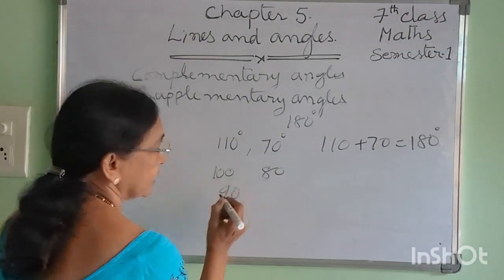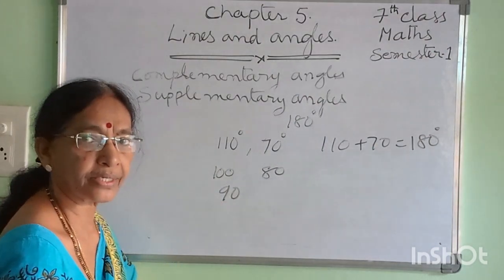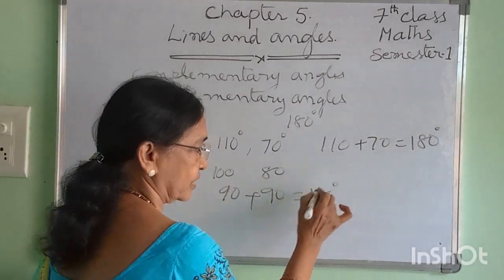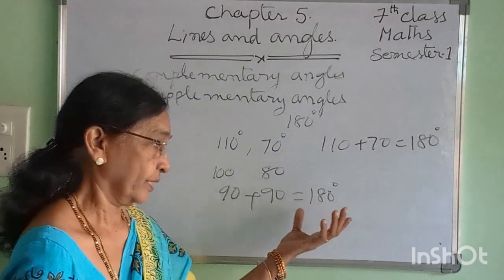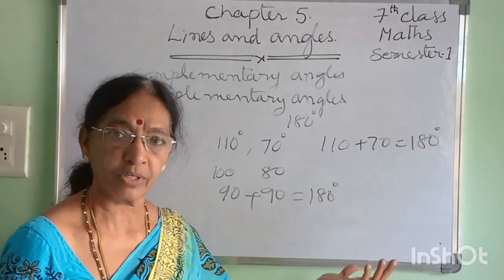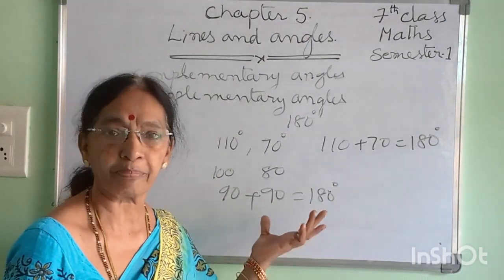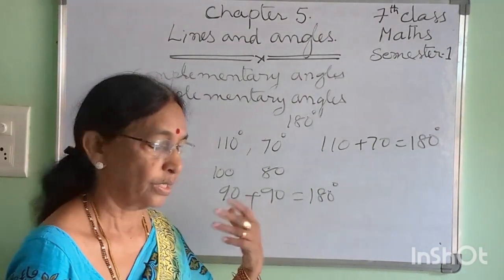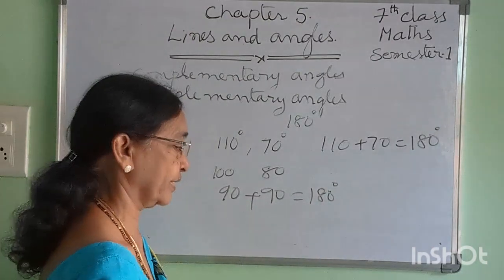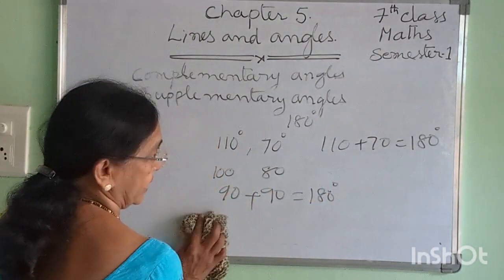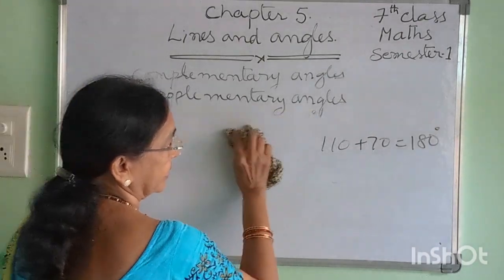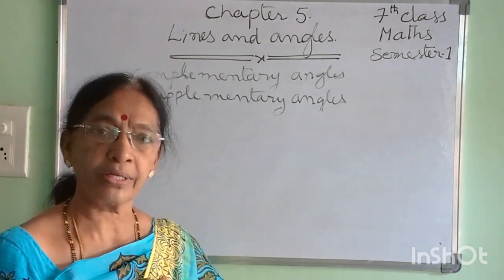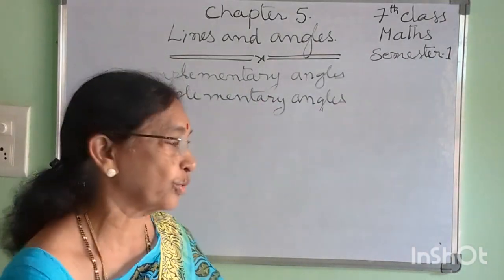Next, what is the supplement to 90 degrees? It is 90 degrees, because 90 plus 90 is equal to 180 degrees. So if the sum of two angles is equal to 180 degrees, the angles are called supplementary angles, and one is supplementary to the other. In these supplementary angles, there may be one obtuse angle and one acute angle.